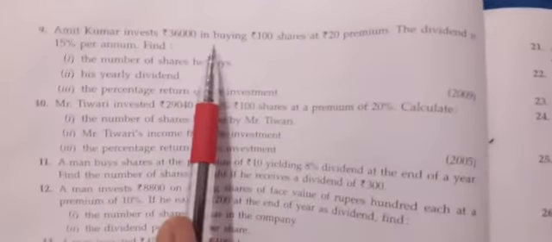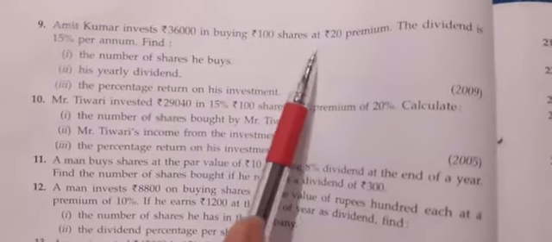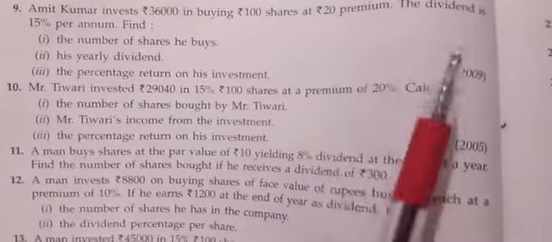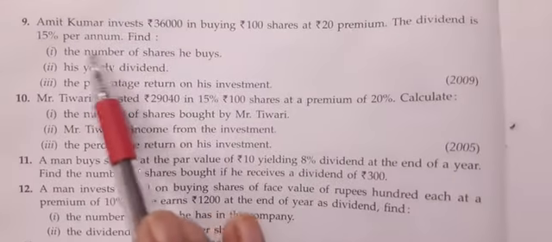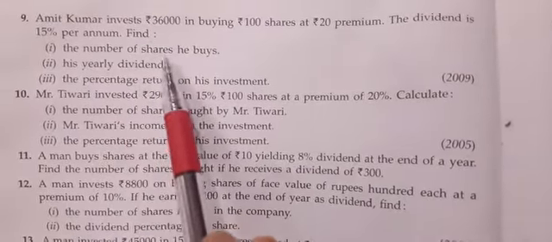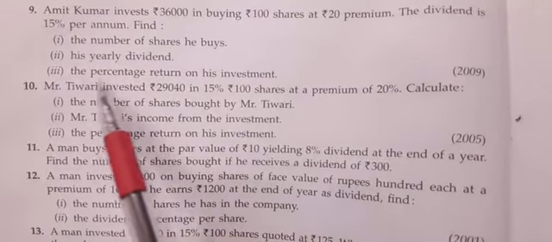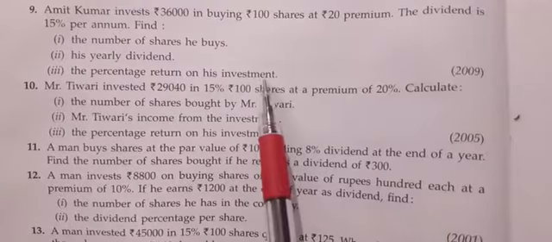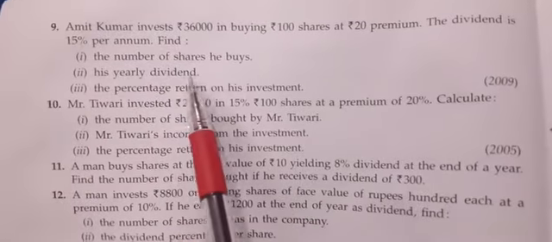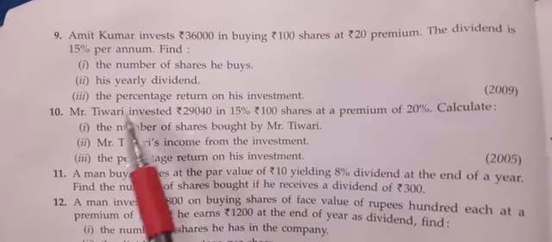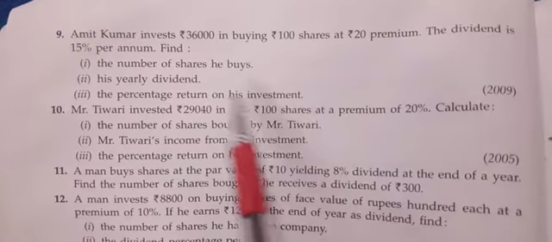Now see question number 9. Amit Kumar invests rupees 36,000 in buying rupees 100 shares at rupees 20 premium. The dividend is 15% per annum. Find the number of shares he buys, his yearly dividend, meaning total income, and the percentage return on his investment. So this will be calculated on his face value and this will be calculated on his market value.